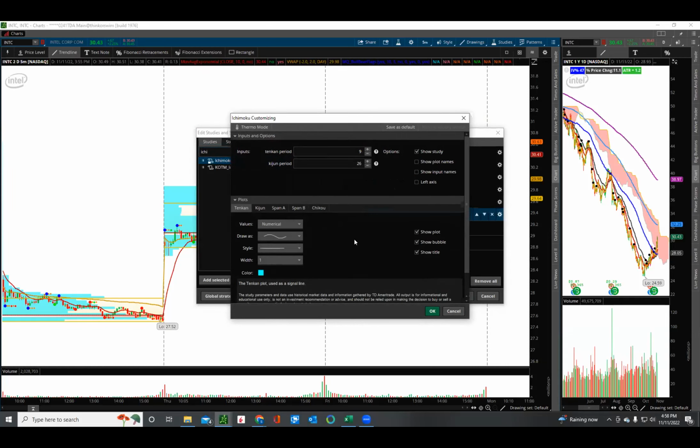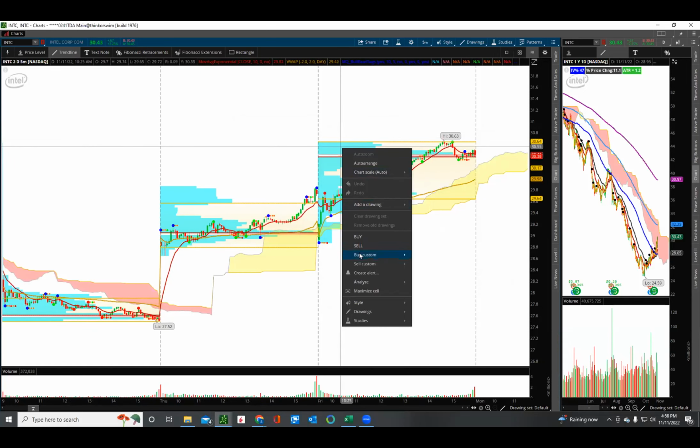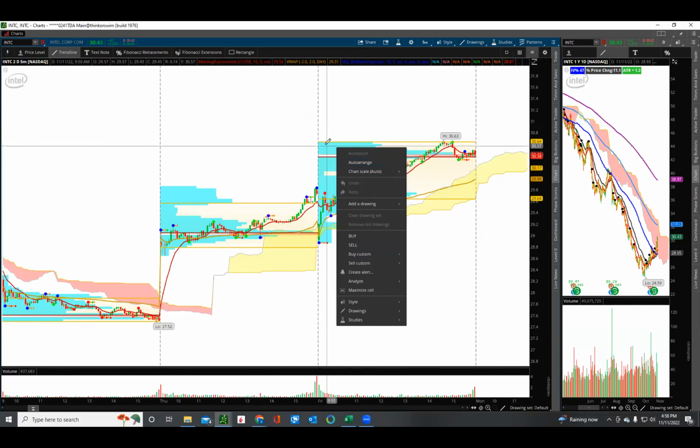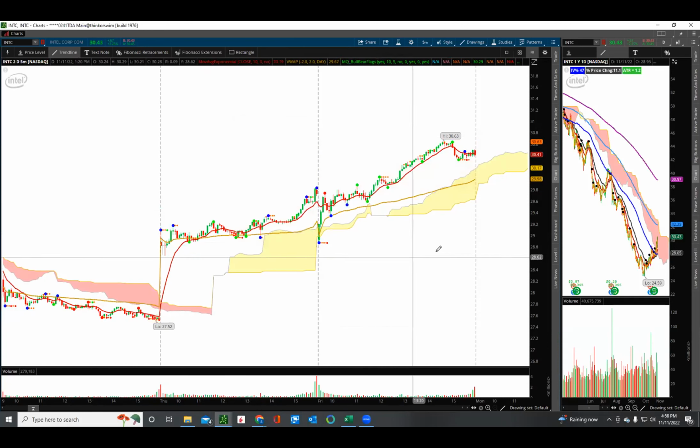Let me just edit it real quick. Take that off. These are all just lines that will go on that you don't need. All you really need are span A and span B, and that establishes the cloud. Let me get rid of the volume profile so it doesn't confuse you.